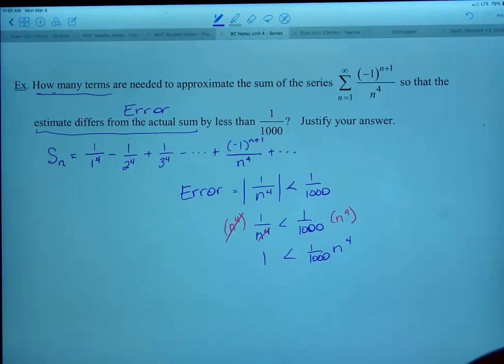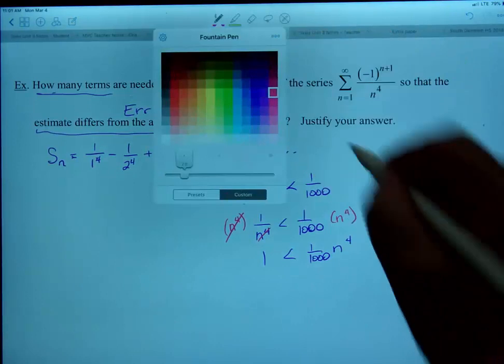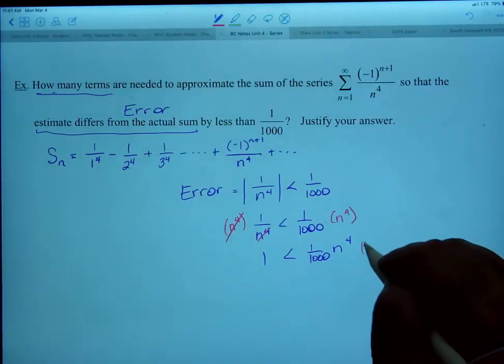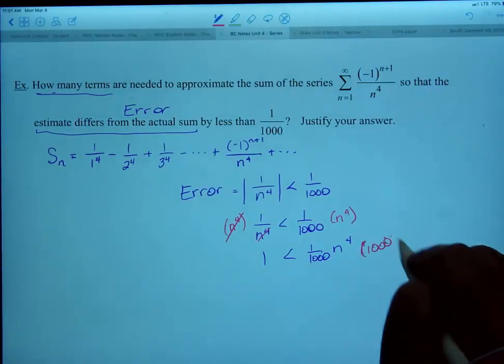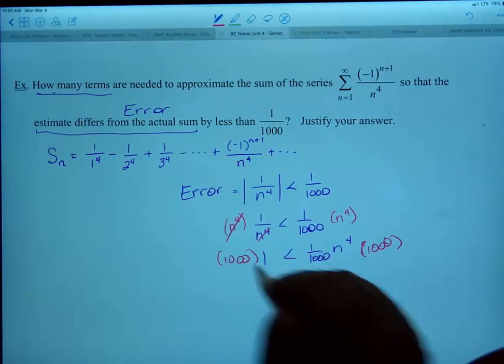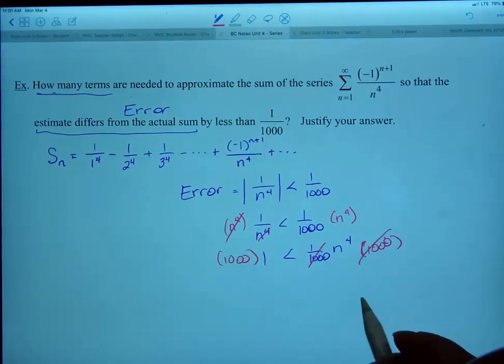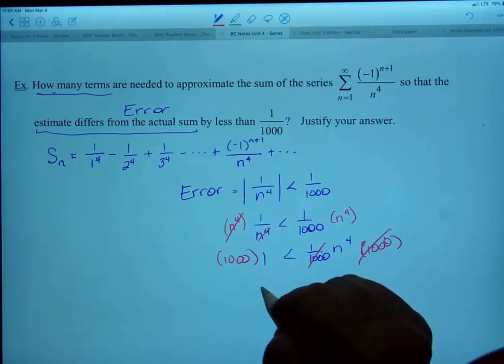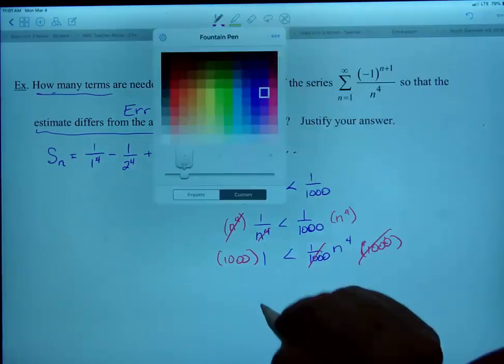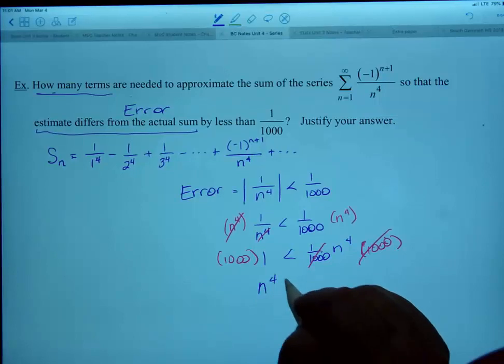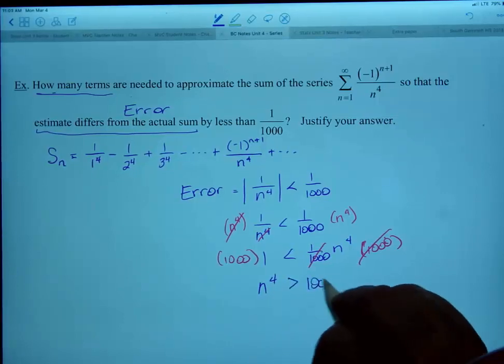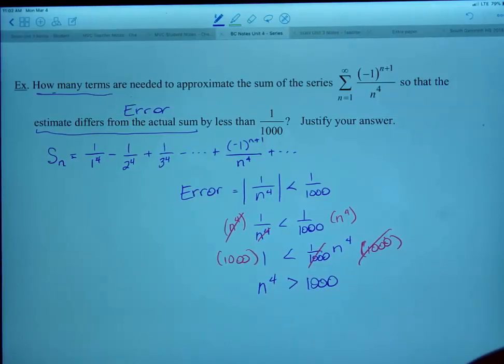Okay, what's next? Multiply by 1,000. I think that is a good idea. So 1,000 here, 1,000 here, those cross out. I like my n's on the left, so I'm going to take the whole thing and flip it over, and I'm going to have n to the 4th is greater than 1,000. Do you agree with that statement? Yeah. Okay.